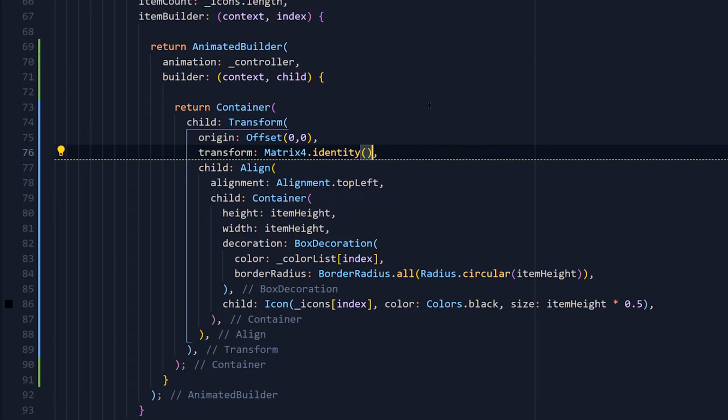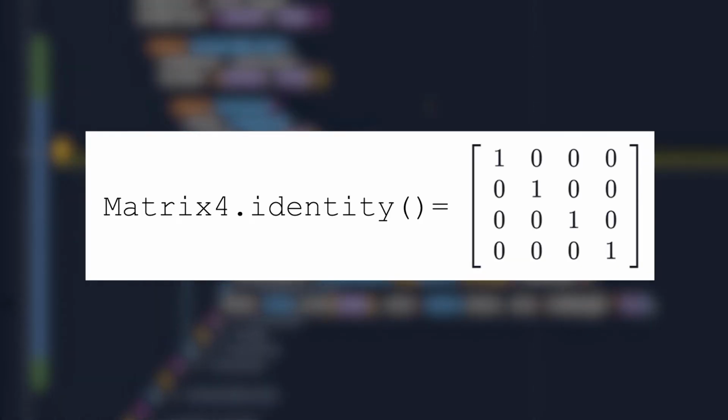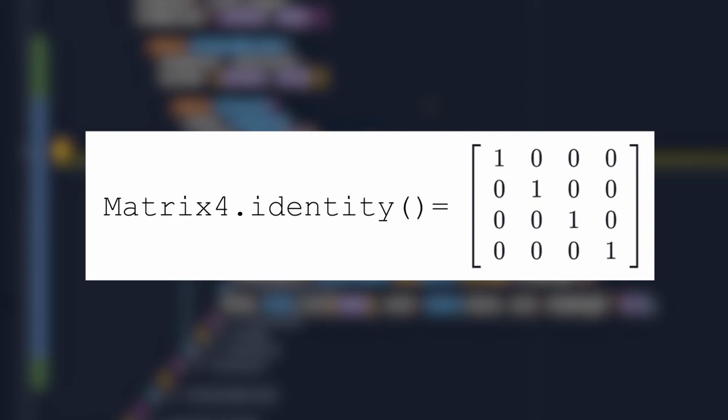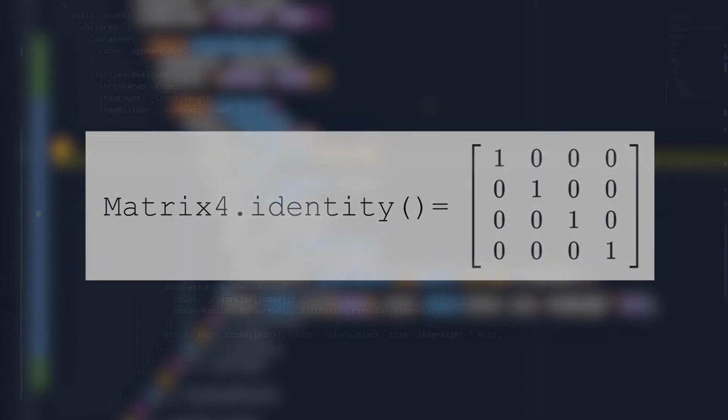But hold on, what is this dot identity all about? As the name says, this is the so-called identity matrix that gives us the possibility to scale, translate, or rotate a widget. So for example, the diagonal values from top left to bottom right give us the possibility to scale a widget in only one or all directions. However, we will not dive any deeper into Matrix4, but I'll put some links in the description in case you want to. Luckily, Flutter offers an easy way to manipulate these values.